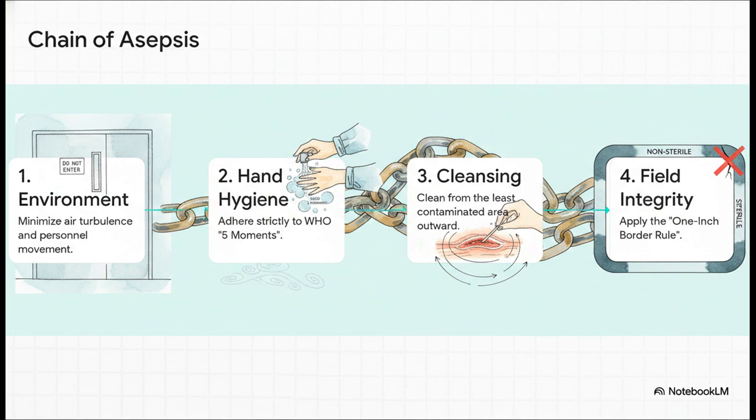Shut the doors, limit foot traffic to cut down on air movement. Then, it's all about meticulous hand hygiene. Next, when you cleanse the wound, you always go from the cleanest part in the middle outward so you're not dragging germs in. And finally, you protect your sterile field by always remembering that 1-inch border is considered contaminated. You break one step, you break the whole chain.